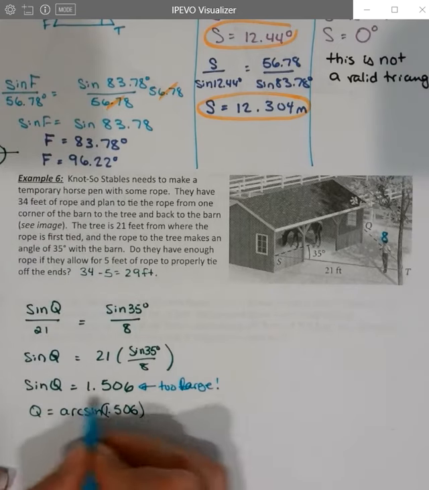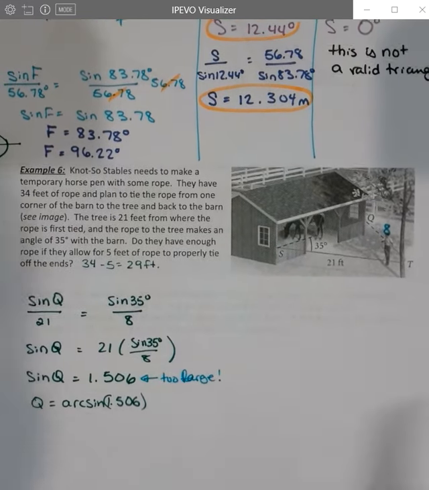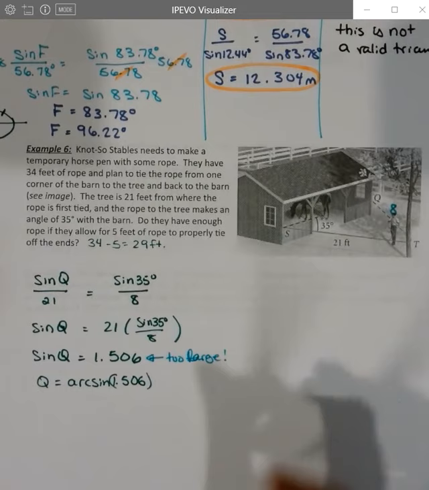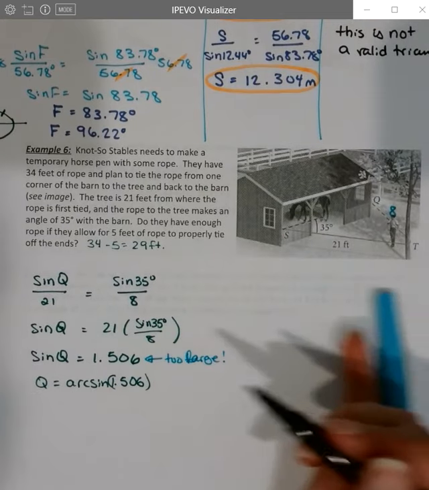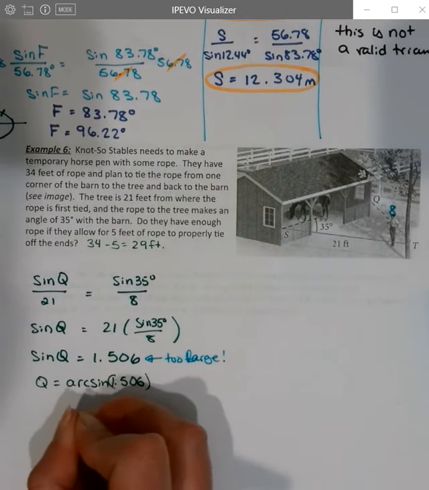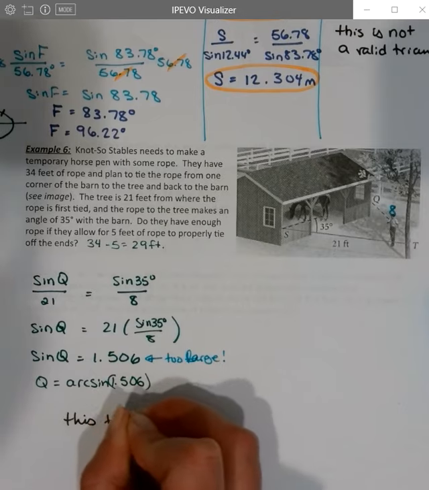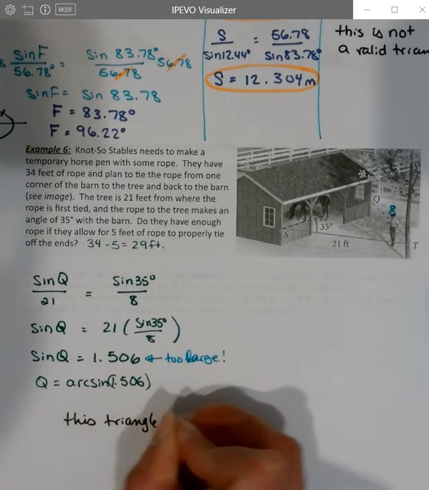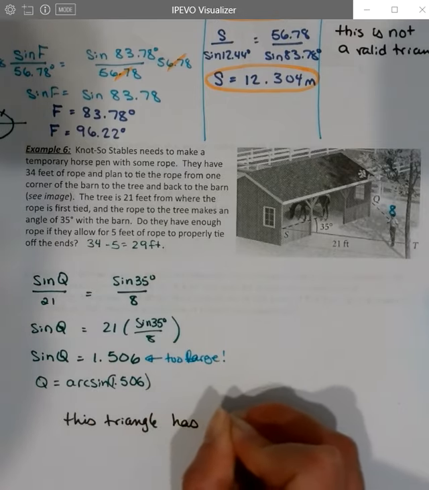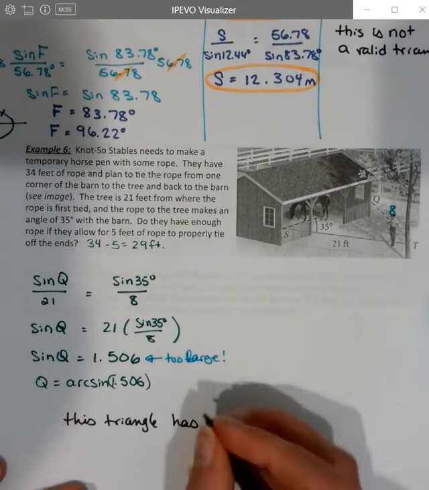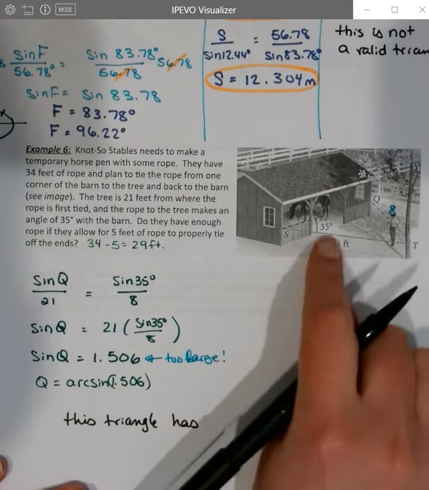Sine can only output values that are at most 1. And so this triangle has no solution. Basically, they don't have enough rope. So with only 8 feet, it's not possible to make that with a 35-degree angle.